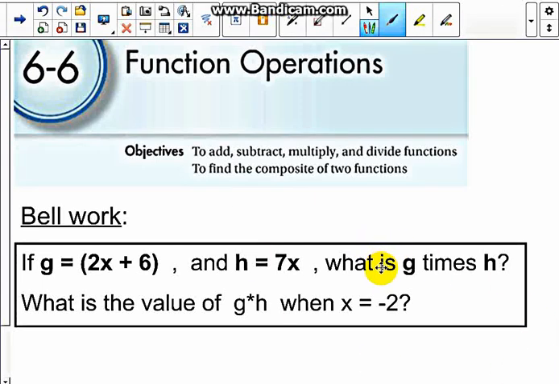Hello, we are in Algebra 2, Chapter 6, Section 6, Function Operations. Very quickly, I'm going to go over our objectives today, which are to add, subtract, multiply, and divide functions, and also to find the composite of two functions.